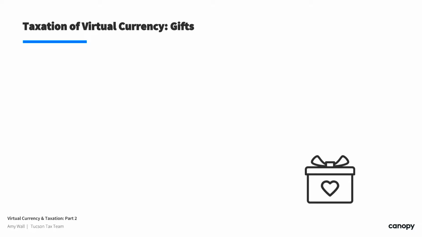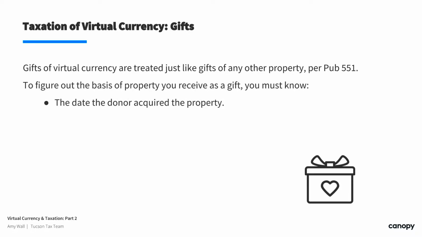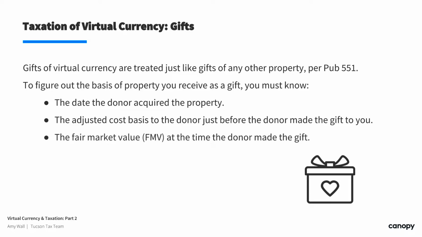Okay, gifts. Yes, people give gifts of virtual currency to other people, and this is no different than gifts of any other property. Okay, remember that 67 Chevy pickup? You have to know when the donor acquired the property, the cost basis of the donor when the donor made the gift, the fair market value at the time the donor made the gift, and the amount of any gift tax that was paid on Form 709, which is probably zero. Okay, so the usual gift rules apply.